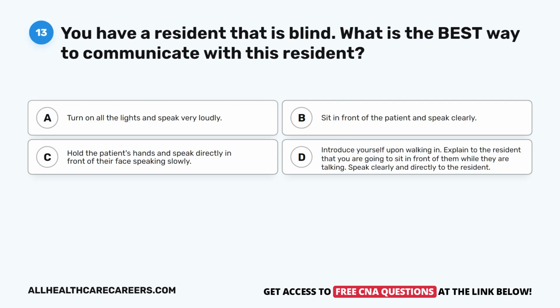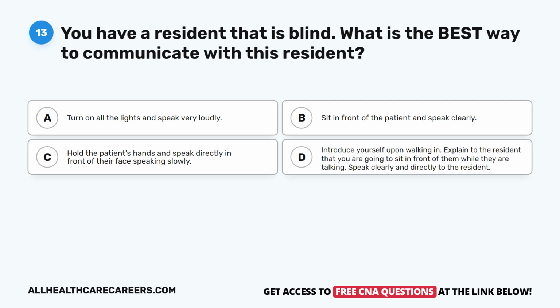Question 13. You have a resident that is blind. What is the best way to communicate with this resident? A. Turn on all the lights and speak very loudly. B. Sit in front of the patient and speak clearly. C. Hold the patient's hands and speak directly in front of their face, speaking slowly.